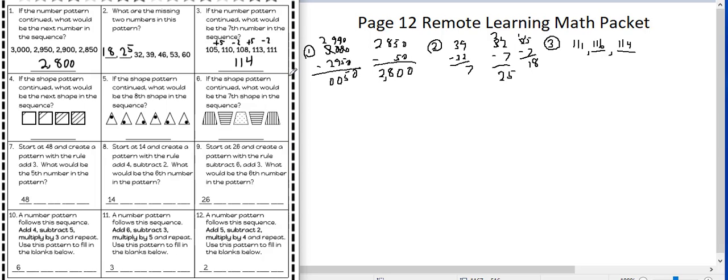Right. Number 4, if the shape pattern continued, what would the next shape be in the sequence? All right, so there we have 1 line, 2 lines, 3 lines, 4 lines. So this is going to be a little tricky for me to draw here, but I'm going to give it a whirl. Ugh, that's not going to work here. Let me erase that and see if I can't do a little bit better. I'm going to draw it over here. A little more room over here.